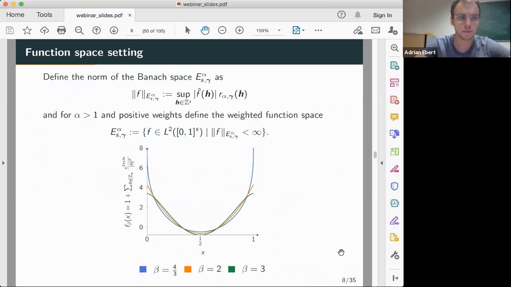And so based on this decay function, one can now finally define our function space. We will define this Banach space E S comma gamma alpha by the following norm. It's basically a supremum norm over all indices, and then we have the product of the absolute value of the Fourier coefficient f hat of h.